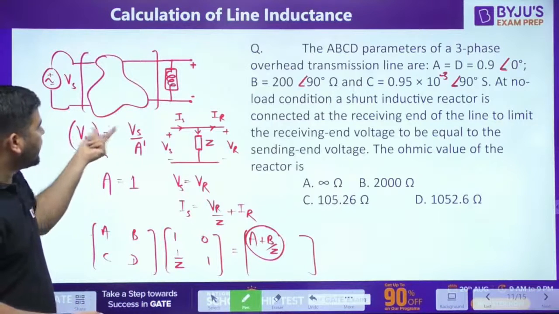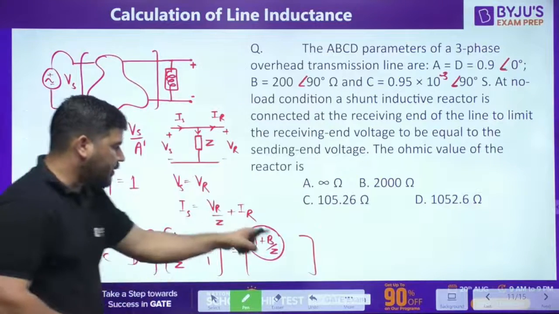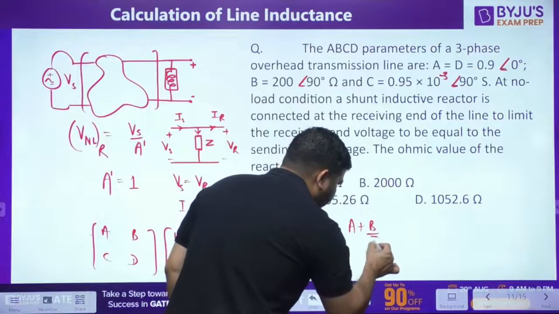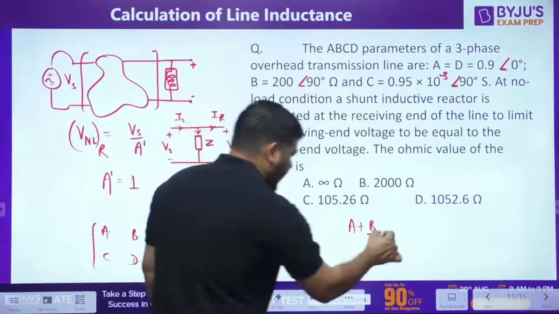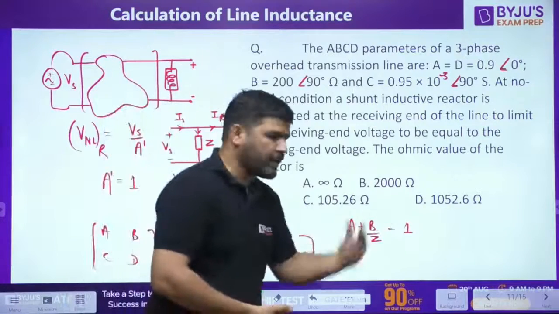And we know that this no load voltage and this sending end voltage are equal. So this A prime has to be 1. It means this value has to be 1. So A plus B by Z has to be equal to 1. I mean the magnitude of this quantity has to be 1.